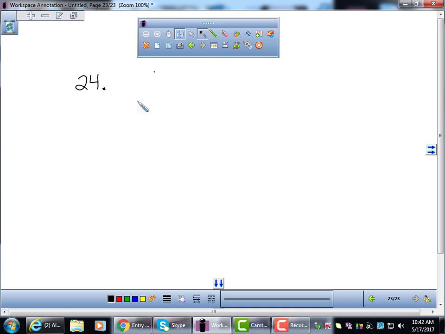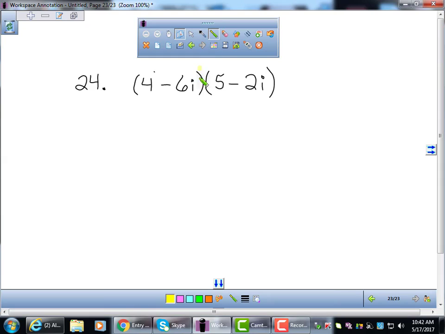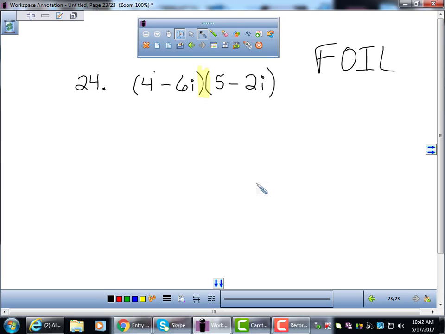24. On 24, this time, look between your parentheses. What do you notice? Is there a plus sign between the parentheses? So what do I have to do? Yeah, that means multiply. I've got a binomial. I'm multiplying by a binomial. That means FOIL. First, outside, inside, last.